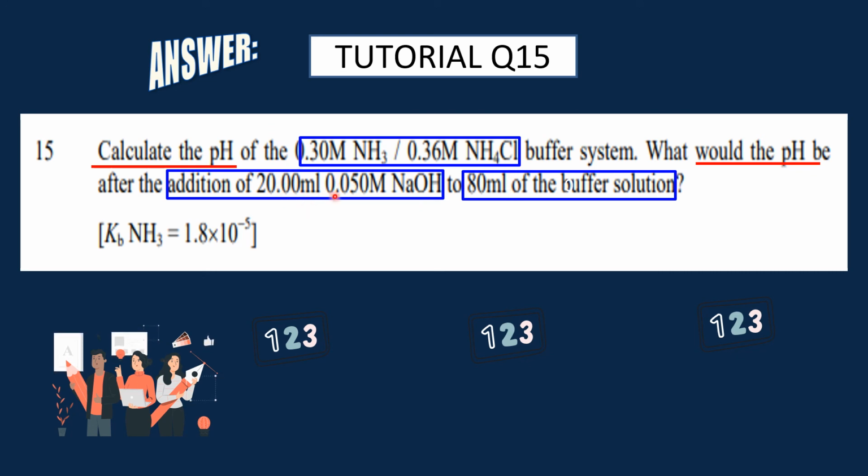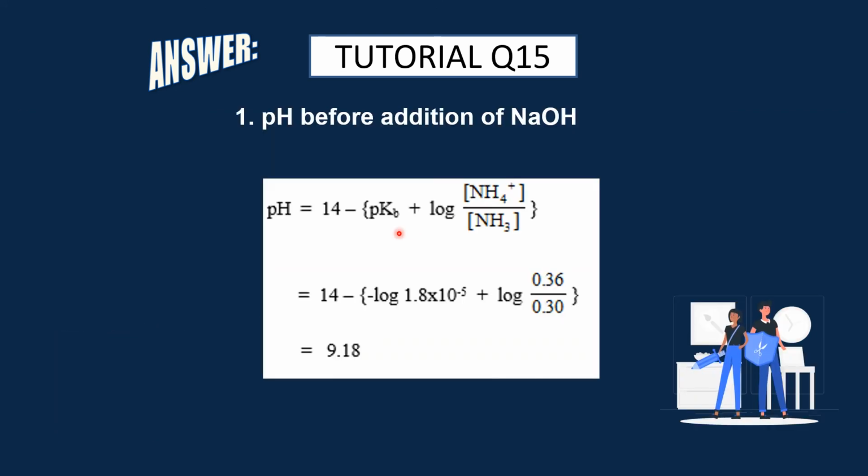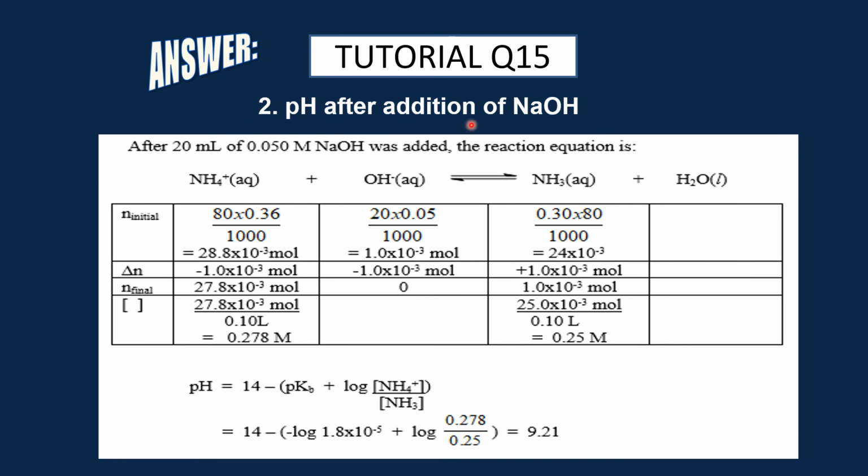We also need to find the number of moles of the sodium hydroxide, then form an ICE table and check the new number of moles for ammonia and the new number of moles for the conjugate acid, and then find the pH by using the Henderson-Hasselbalch equation. So let's check before. Write down the Henderson-Hasselbalch equation, substitute the values, and we get 9.18. So this is the pH before addition of sodium hydroxide. Simple.